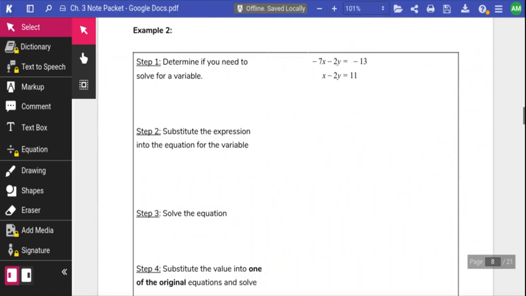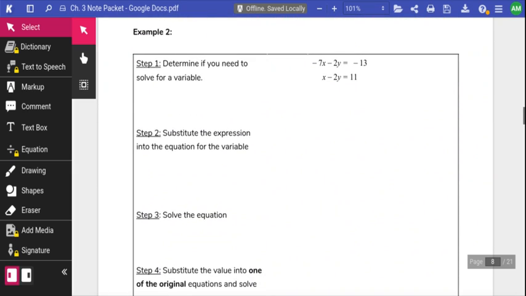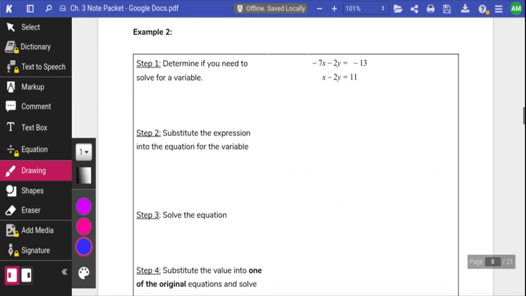Now we're going to move on to example 2. For this problem, step 1, we need to determine if we need to solve for a variable. Looking here at my equations, I do not have something that says x equals a number. So I'm going to have to move around one of those equations so that it says x or y equals. I'm going to look at this second equation, because if I add 2y to both sides, I can very easily get the equation x equals 2y plus 11.